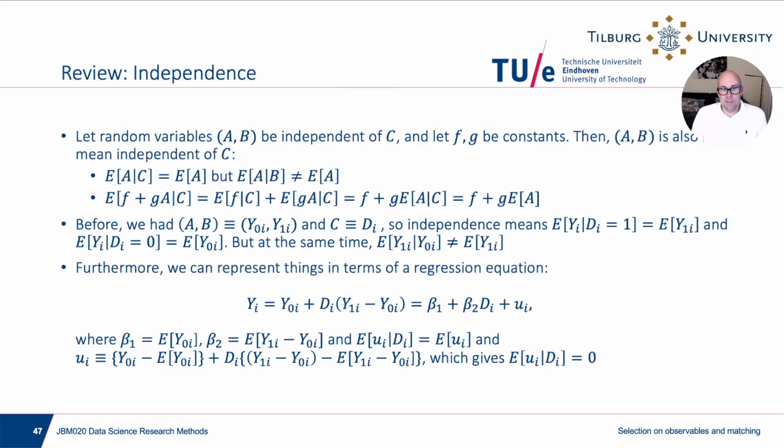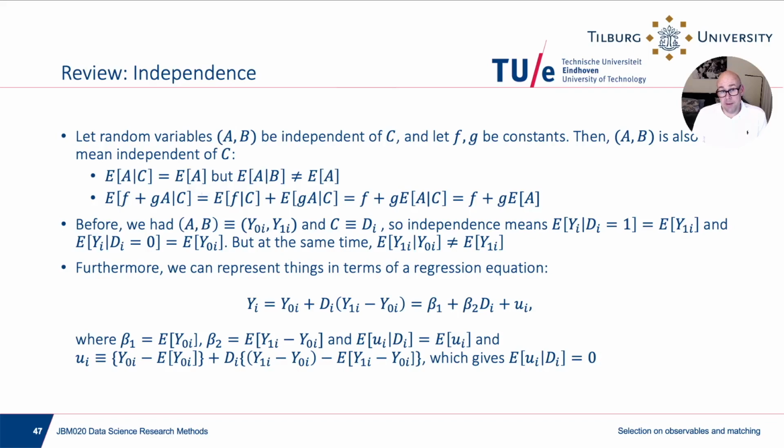Next concept I'd briefly like to review is independence. So when I have two random variables a, b, and they're independent of c, and I have two constants, little f and little g, then what that means, first of all, is that a, b is also mean independent of c. Okay, so independence implies mean independence, and mean independence means this thing here. So the expectation of a given c is equal to the expectation of a.